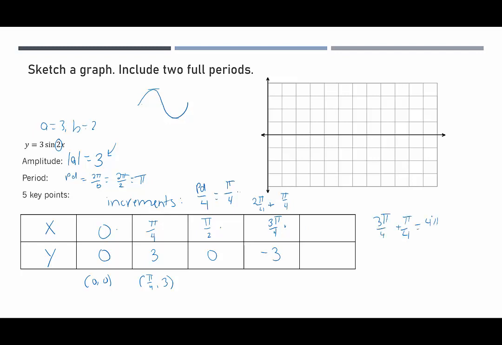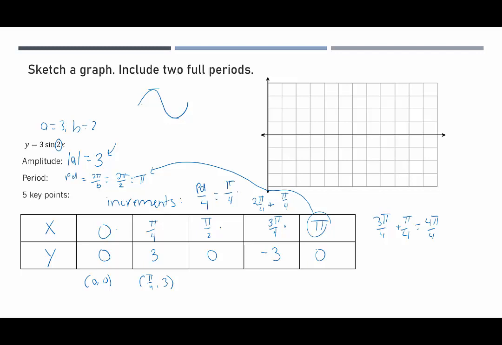4 pi over 4 is equivalent to pi. Remember what this final x is supposed to match? This final x is supposed to match the period, and it does, so I feel good that I did something right. And where does the y end up? It ends up back at the middle at 0. So there's 1 full period. Those are the key points, the middle, the top, the middle, the bottom, the middle, for 1 full cycle.